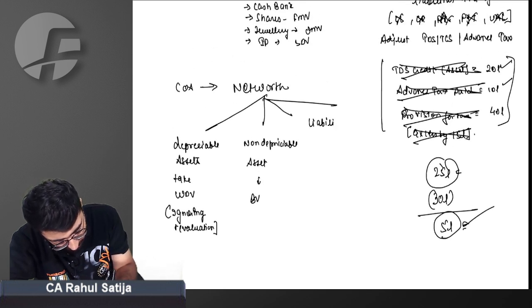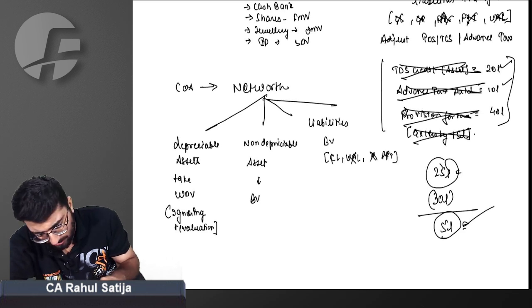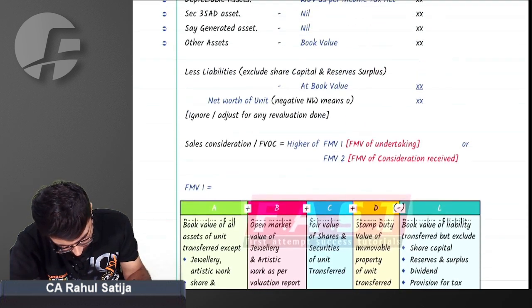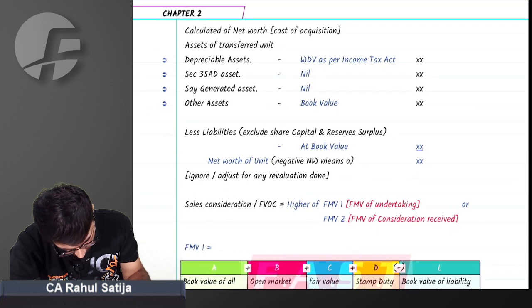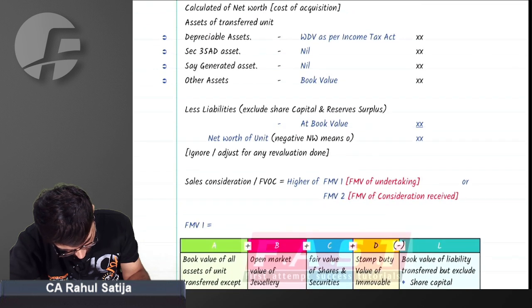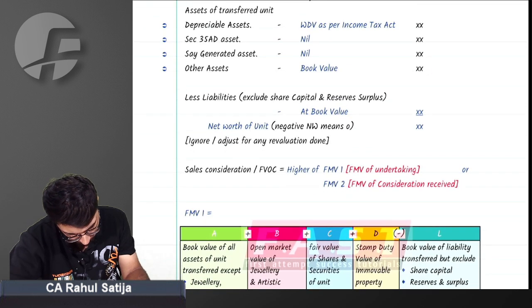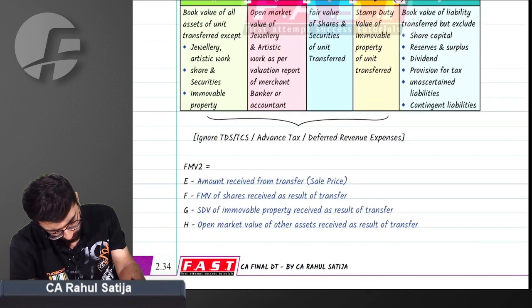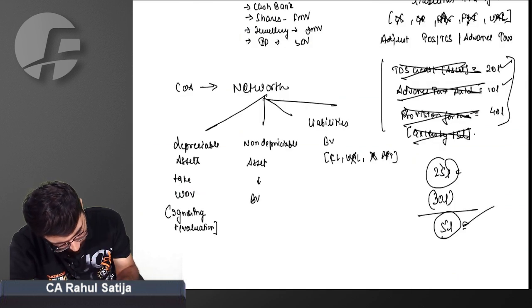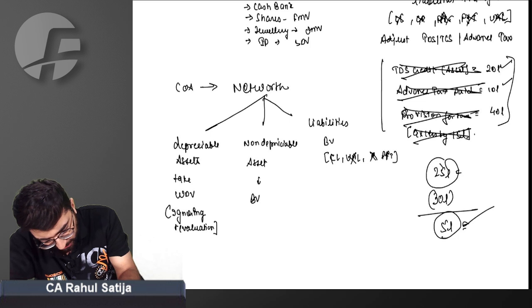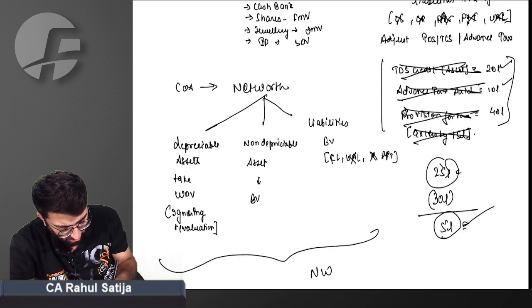Liabilities: book value. And again, contingent liabilities, unascertained liabilities, reserves, and provision for tax are not liabilities. After calculating these things, you will arrive at net worth.